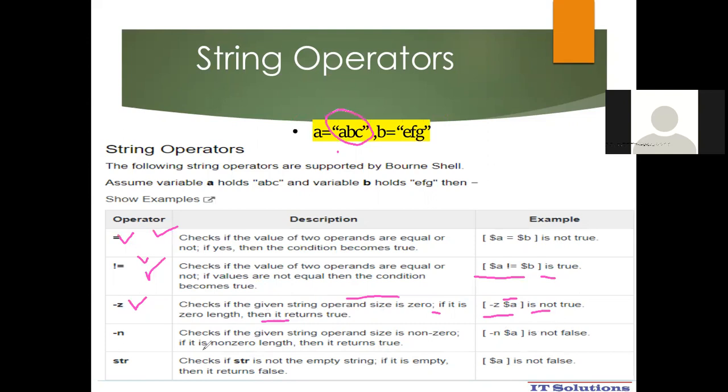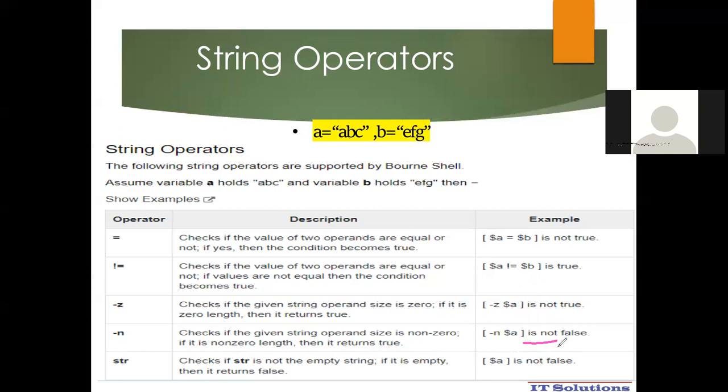Then we have dash n. Dash n checks if the given string operand's size is non-zero. If it is non-zero length, then it returns true. In the case of our example, the size of our string is non-zero. If it is non-zero length, then it returns true. If it is 0, then it returns false. So in the case of our example, it is not false.